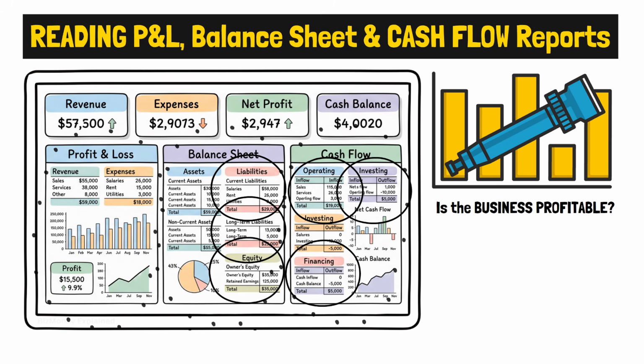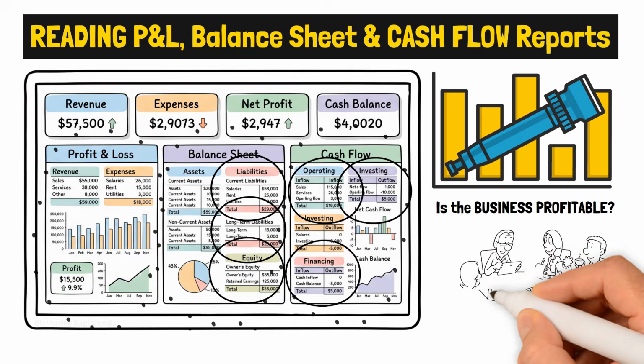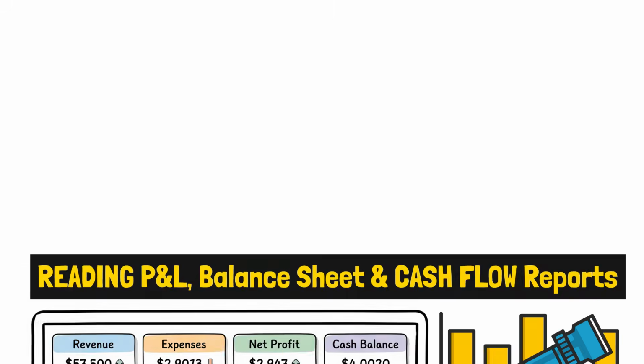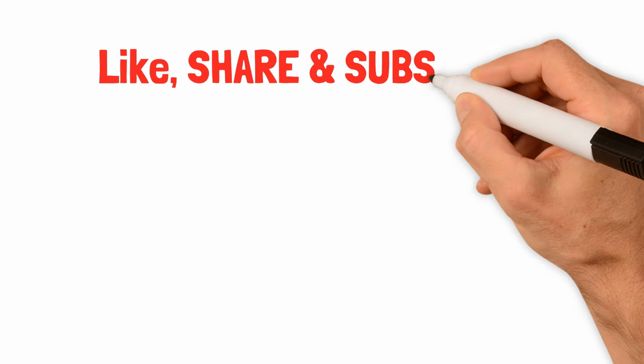Reading all three reports together provides a complete understanding of business performance. Instead of focusing only on revenue or bank balances, business owners learn how profitability, financial position, and cash flow work together.